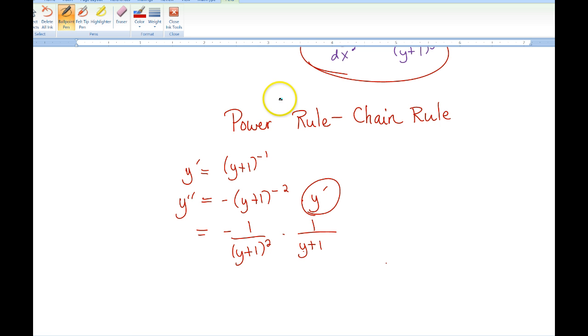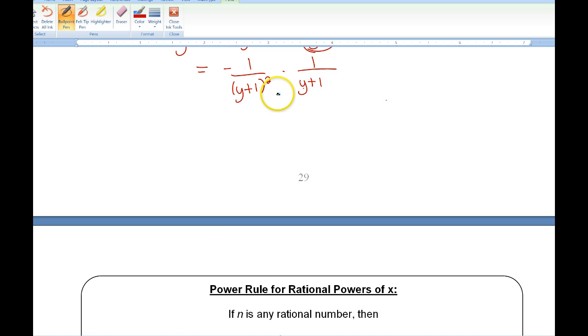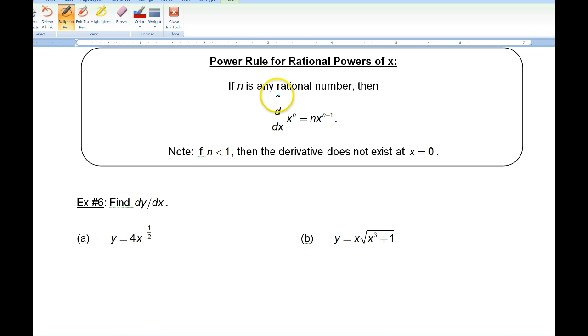Power rule, chain rule. That's just a different way to write it, but you still get the same answer. I probably would have picked that method over the other one, but it's fine. It worked. Okay, this next page is not implicit differentiation.